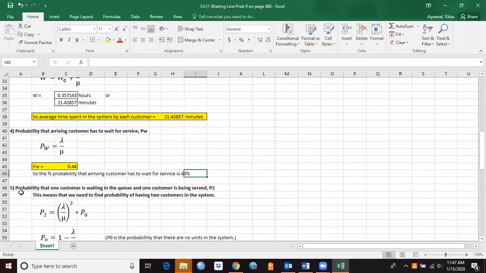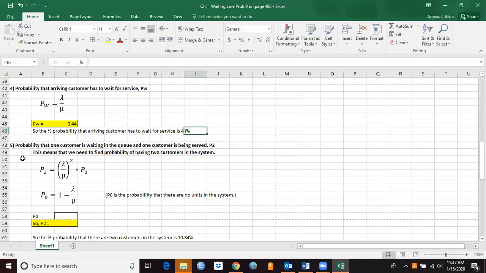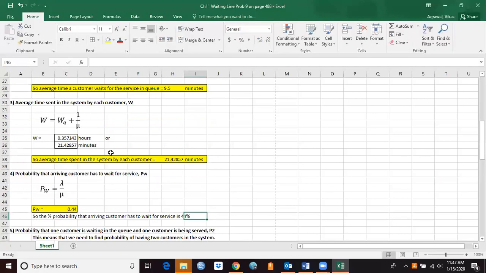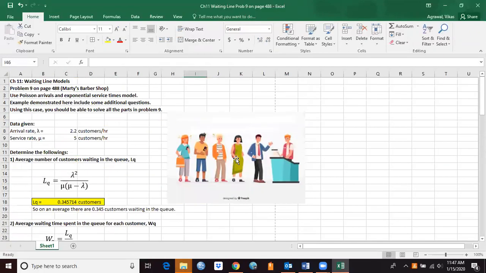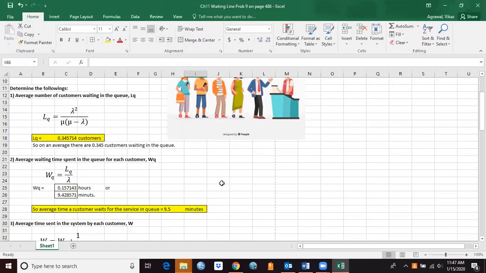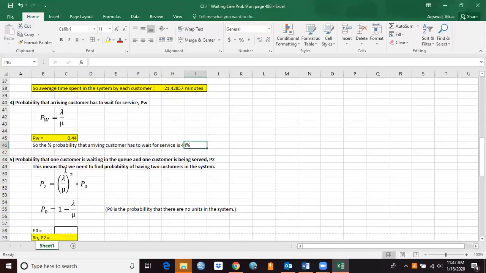Number 5 is to find the probability that one customer is waiting in the queue and one customer is being served. What does this mean? One waiting in the queue and one being served, so in all there are two customers in the system. So we need to find the probability of having two customers in the system.